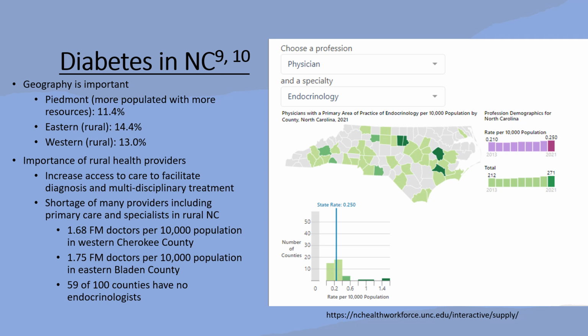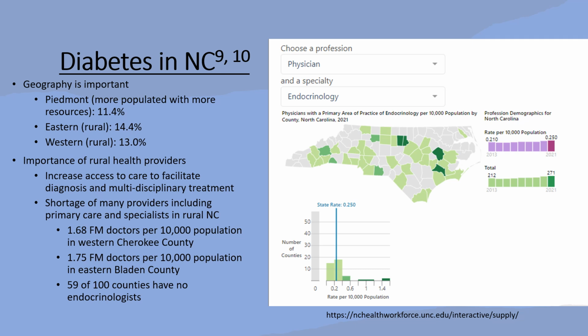The Piedmont, which is French for foothills, is the central portion of the state, which is a more populated area and contains more resources, especially healthcare. In the Piedmont, the rate of diabetes is 11.4%. The eastern and western portions of the state are much more rural. There are less resources in these regions, which is evident in the statistics. 14.4% of eastern North Carolinians have diabetes, while 13% in the western region of the state have diabetes.